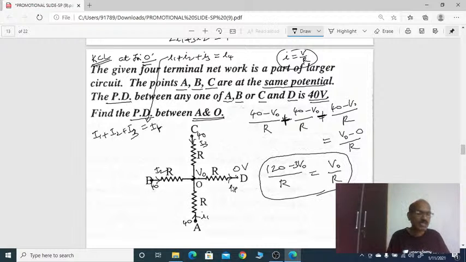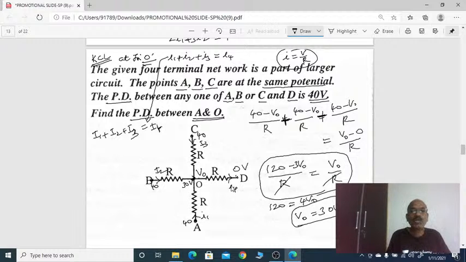That's it. So simplify now. The R cancels. 120 equals minus 3V naught plus 3V naught, that is 4V naught. So V naught equals 30 volt. Now the potential at O we got is 30 volt.